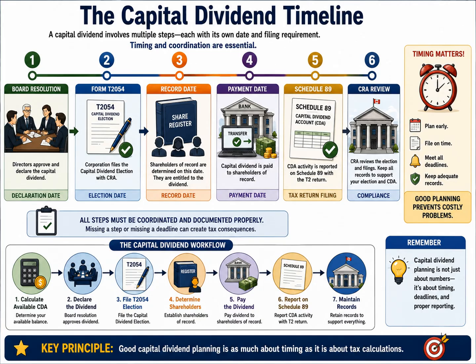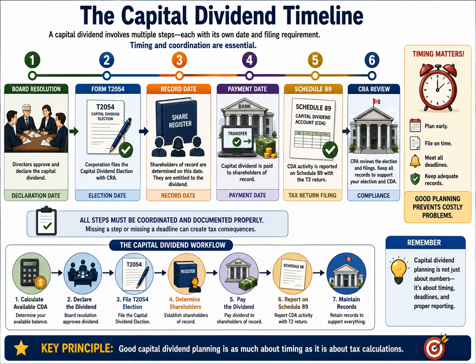Next comes Form T2054. This is the capital dividend election. The corporation prepares the election that tells CRA the dividend is intended to receive capital dividend treatment. This is one of the most important compliance documents in the entire process.